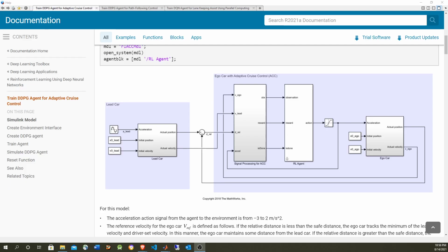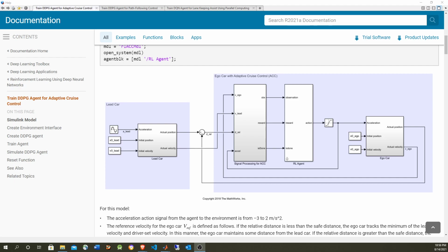Hi, in this video I'm going to show how to use reinforcement learning for the cruise control of a vehicle in this simplified Simulink model. The cruise control is going to try to obtain the velocity set by the user, in addition to maintaining a safe distance relative to the lead car, the car in front of it.